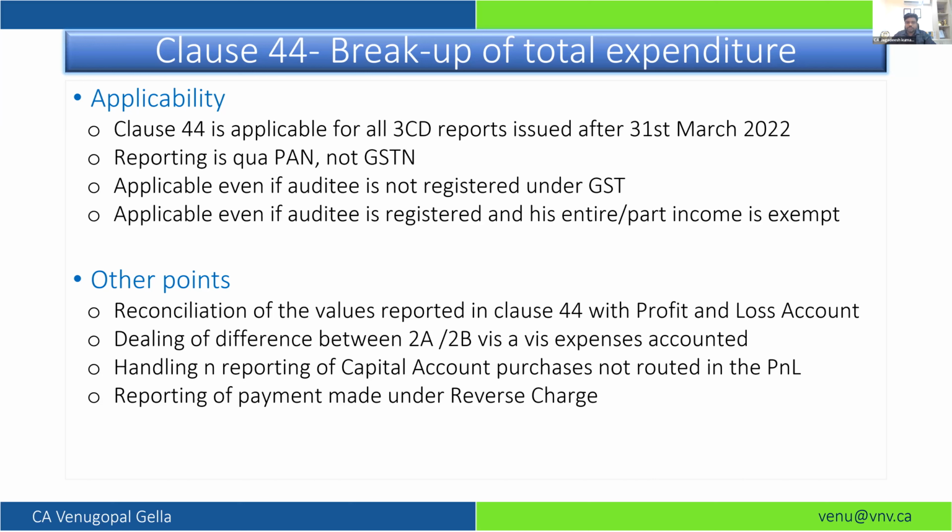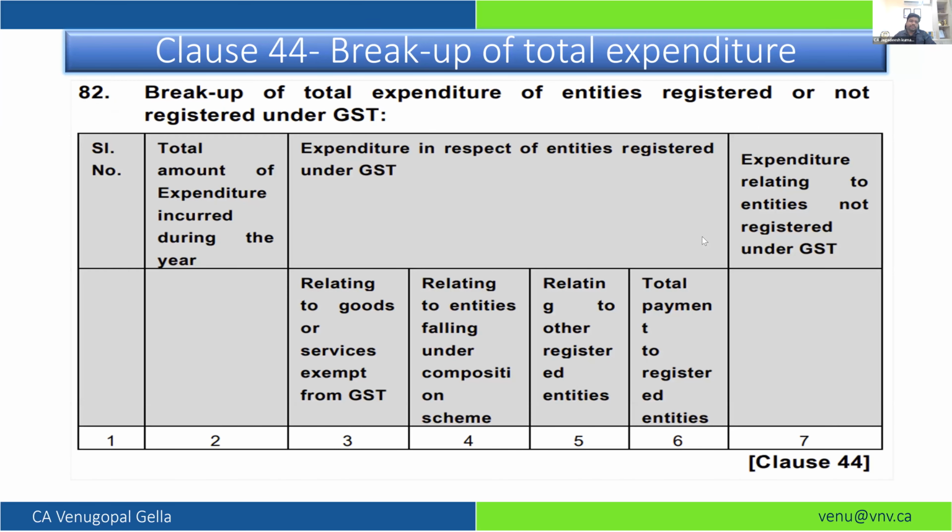So can you please go back to that clause 44, the previous slide? Yeah. If you see here, it talks about the total expenditure, not the outward supply. Therefore, even if you are not registered under GST, suppose your turnover is, let's say, 100 crore and you are engaged exclusively in supplying exempted goods or services, then there is no requirement to get registered under the GST. Even then, though you are not registered, tax audit is applicable, so you need to report in clause 44 even though you are not registered under the GST.